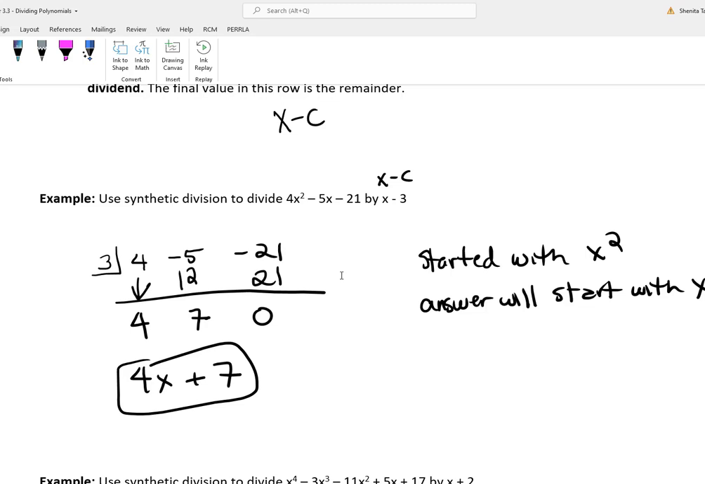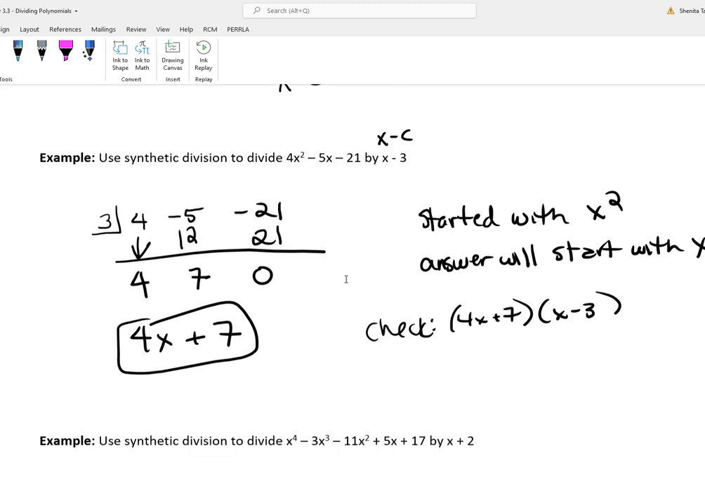Now, if you don't want to do it this way, you can do it with the long division. You'll get the same answer. But once again, if you wanted to do a check, you're going to take 4x plus 7 and multiply it with x minus 3. You should get 4x squared minus 5x minus 21.